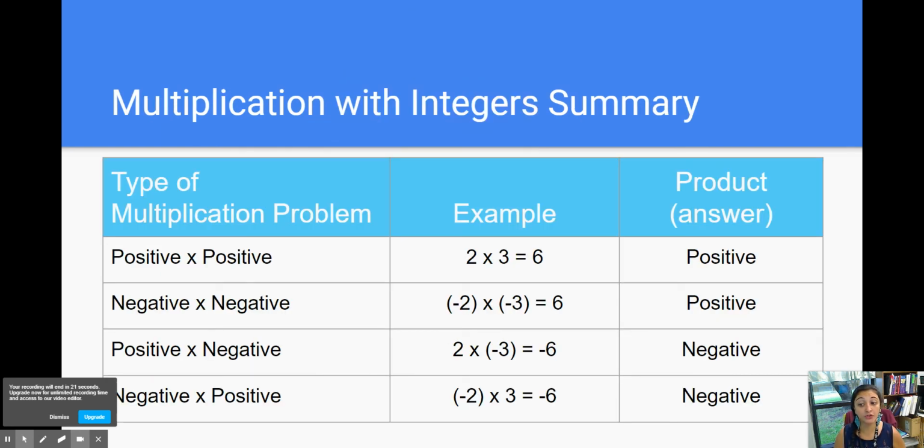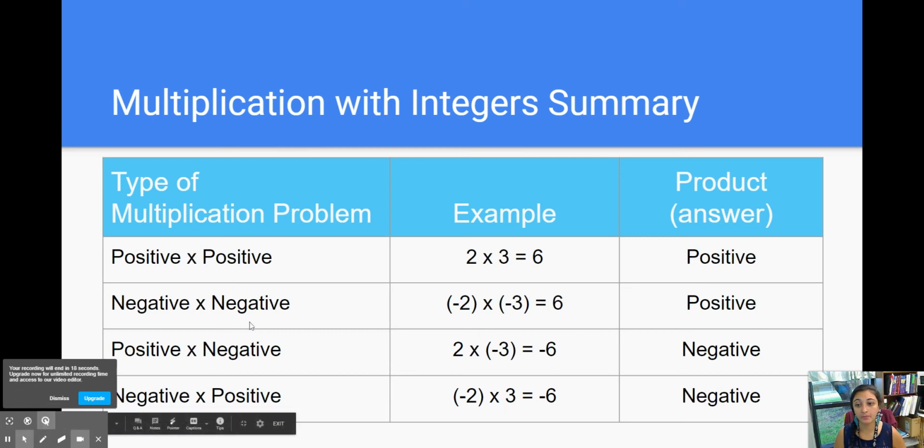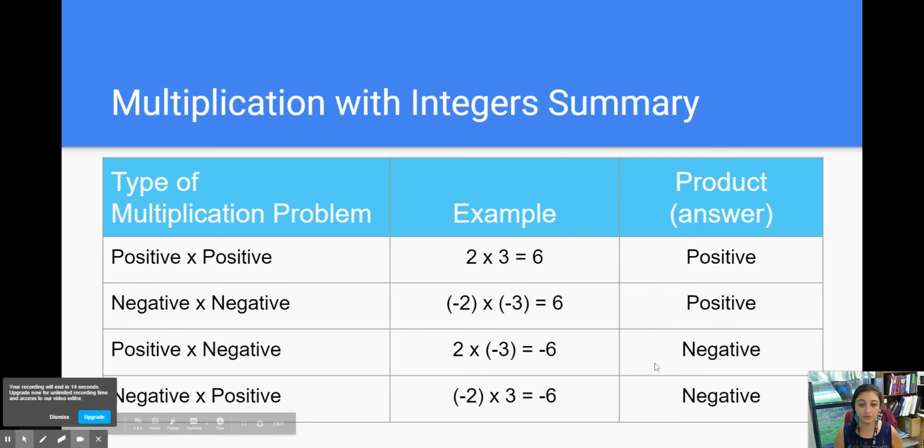And here are some rules that you can review. Positive times a positive, negative times a negative, and those are the examples that we reviewed together.